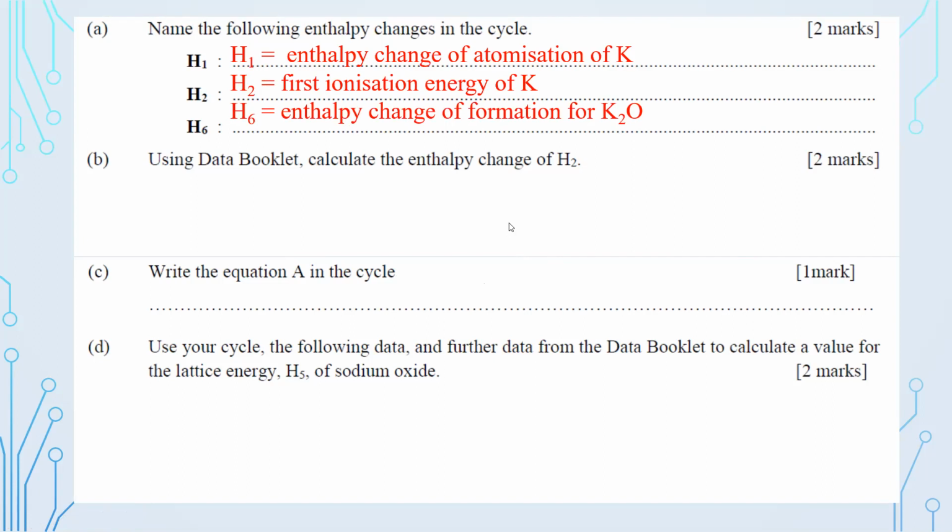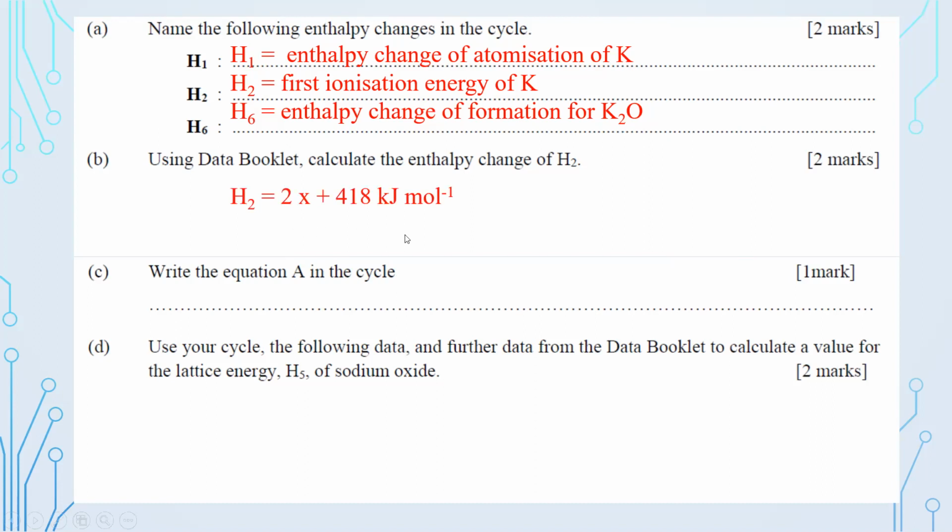Okay, B, using the data booklet, calculate the enthalpy change H2. So H2 is not hydrogen, H2 is following the diagram in there. You can refer to the data booklet at the back. Actually, nowadays STPM won't ask you like this anymore, because in the old syllabus of STPM they will give you the data booklet, which you can find behind the books. What is the ionization energy for potassium? I'm so sorry, I modified from past year questions. So you find the value from the data booklet.